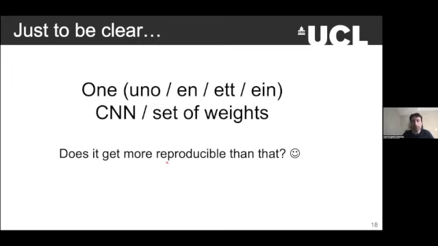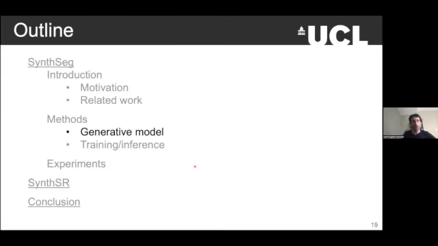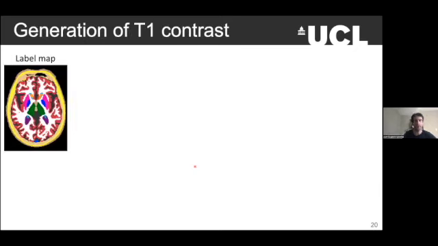Whereas if you do any sort of test time adaptations, the results are going to change from site to site. So I'm going to go a little bit more into the details of how this works. I'm going to start with a simple example, which is generating a T1 scan.